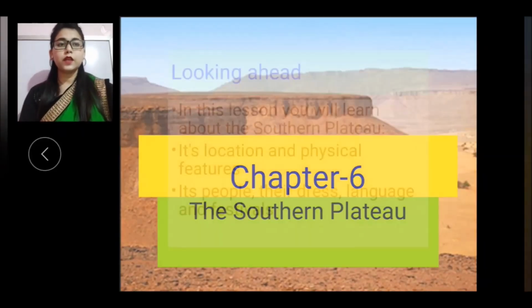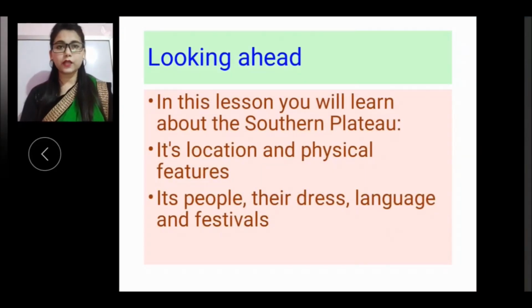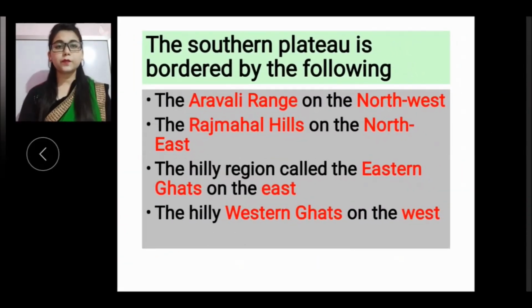So students, there are some points we are going to cover in this chapter. These are its location and physical features, its people, their dress, language and festivals. The Southern Plateau is bordered by the following: the Aravalli Range on the northwest, the Rajmahal Hills on the northeast, the hilly region called the Eastern Ghats on the east, and the hilly Western Ghats on the west.